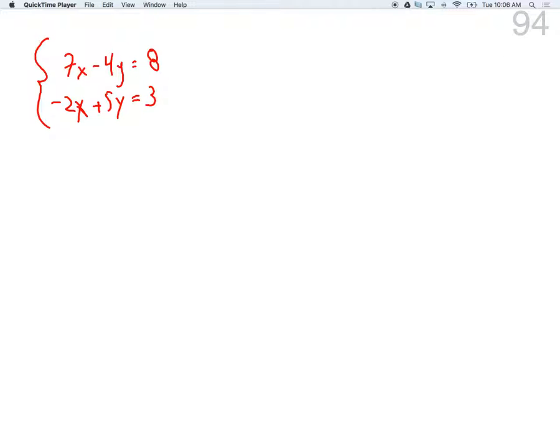Question. On the test, if it's no solution, will we have to say if it's the same line? You might. When you're solving it, if you get a false statement, they're parallel. If you get a true statement, they're the same line.